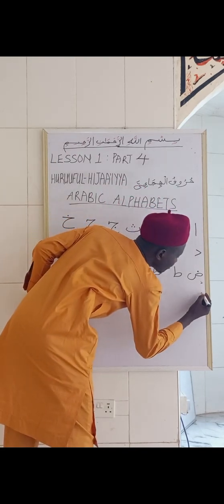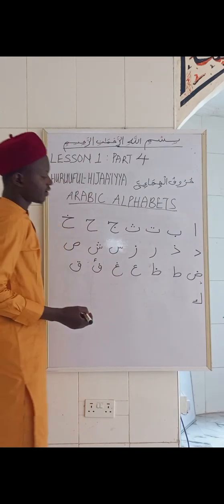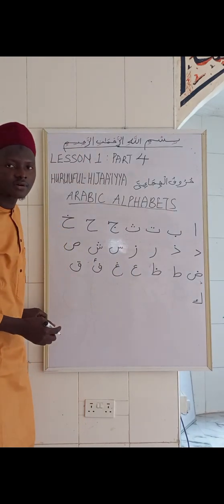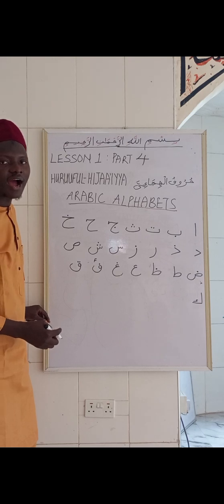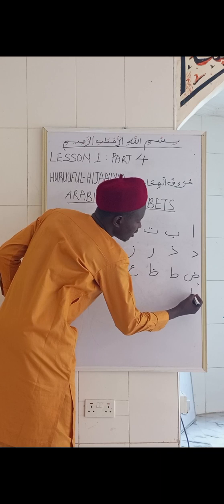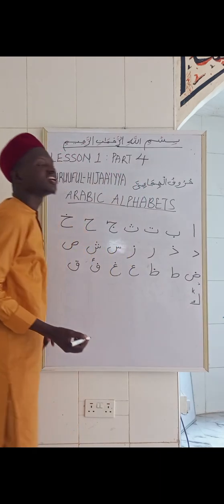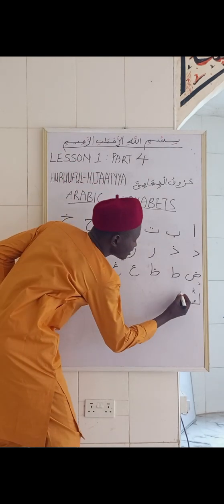Kaf. So it's written like this. Kaf. Say it. Kaf is equivalent to K in the English alphabet. So the next one is what?